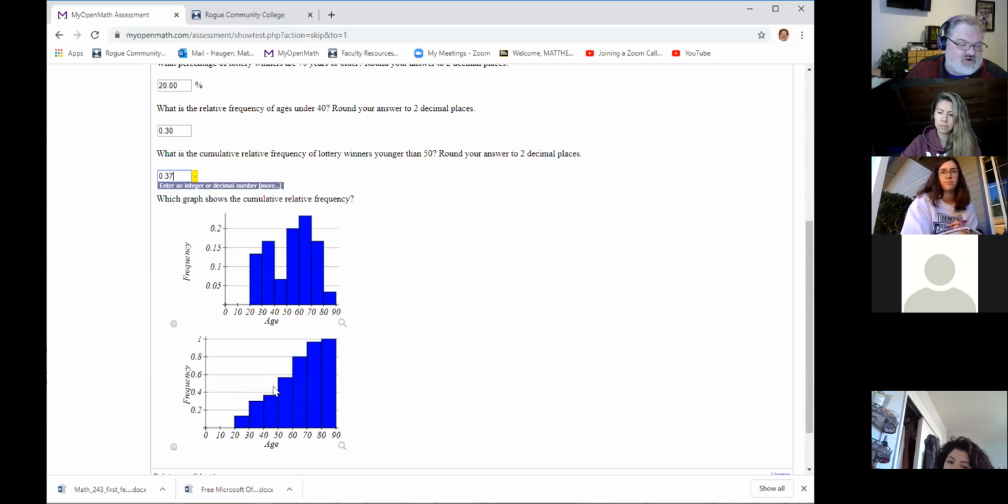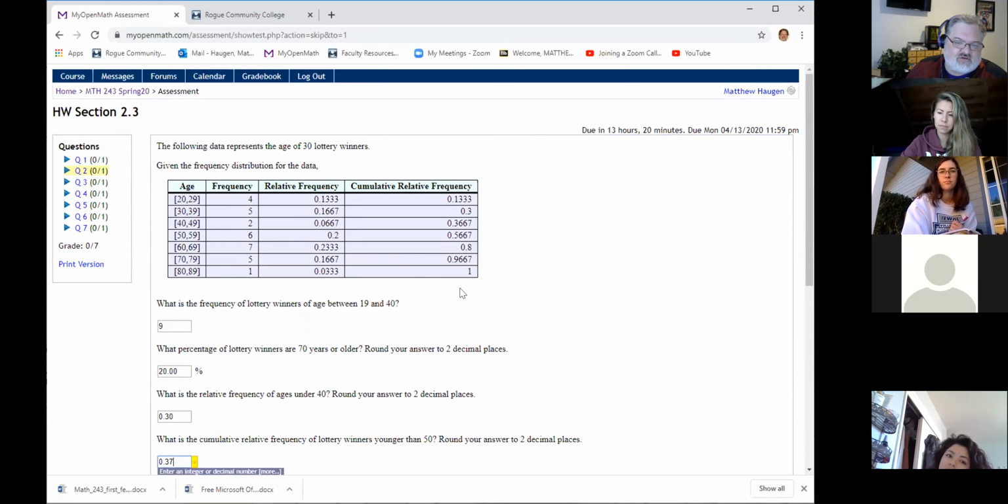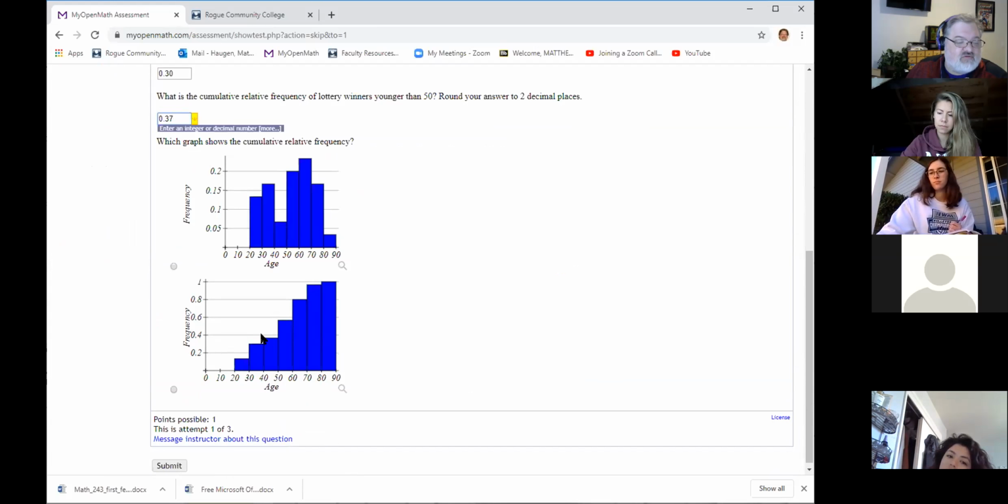Notice this one is increasing the whole way, right? We certainly didn't have like 100% of this data between 80 and 90, but the cumulative relative frequency for 80 and 90 was starting to get near 100%. So this one is cumulative frequency. This one is relative frequency. We're asked for which graph shows the cumulative relative frequency. So we do want this one. Is that fair?